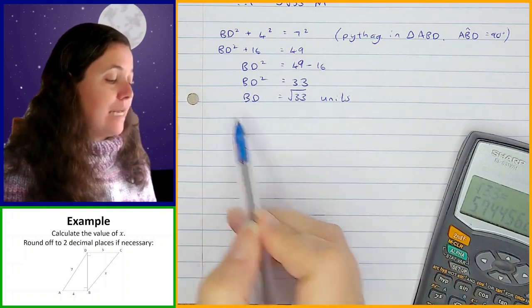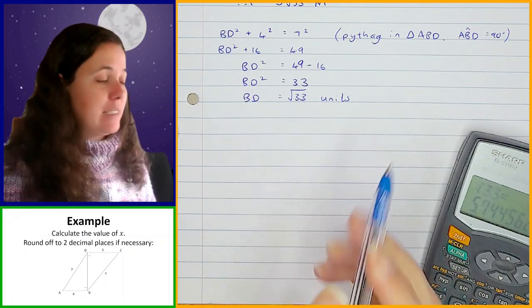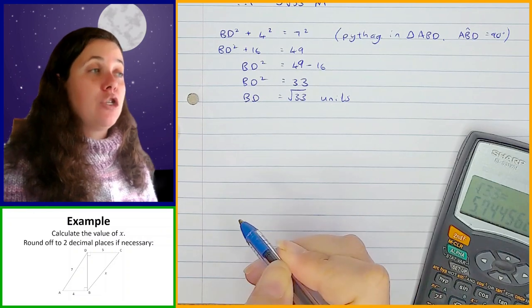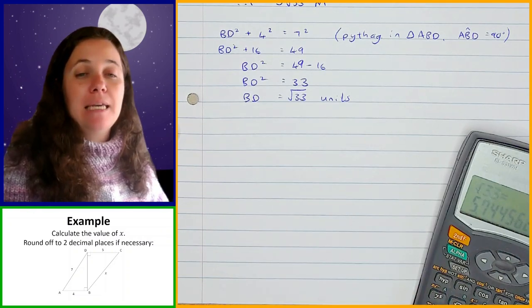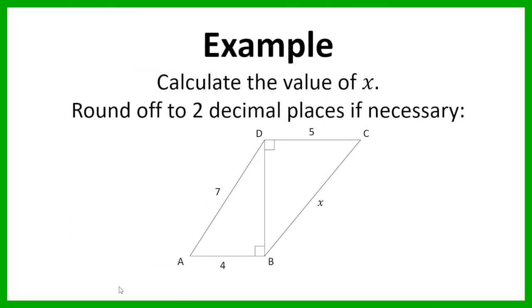Now I'm going to use that to help me to work out the value of x. So now I'm looking at the other triangle, triangle BCD. So let's have a look at that quickly. So now I know that this over here is the square root of 33. I know that CD is 5, so now I can work out x. X is the hypotenuse in this triangle over here. Okay, so I'm going to have x squared equal to those two sides squared and added together.